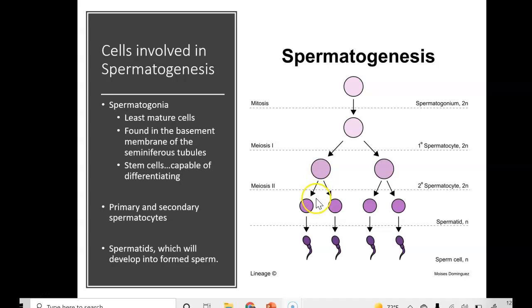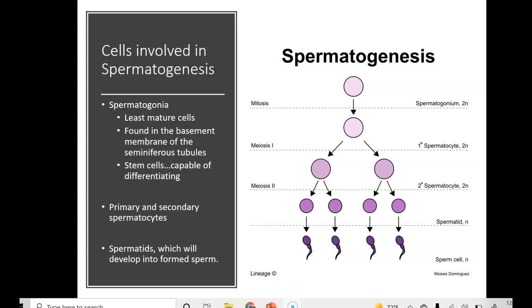And then those cells will go through meiosis 2, so prophase 2, metaphase 2, anaphase 2, telophase 2, cytokinesis, in order to form spermatids. And these spermatids then would be haploid cells, because they would only have one copy of the chromosomes in them, half the number of chromosomes in them. And then those spermatids would end up forming sperm cells. Each sperm cell would then be a haploid cell containing one copy of the chromosomes. So that is the process of spermatogenesis.